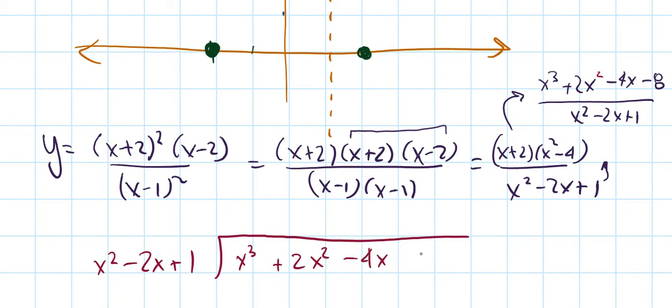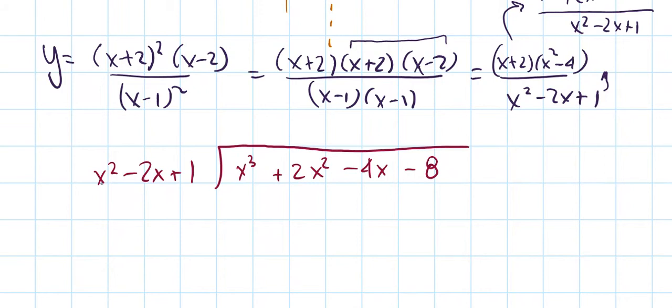Minus 4x minus 8. And we're going to do some long division. X squared times what equals x cubed? X squared times x. So then I'll take that x times x squared is x cubed. X times 2x is 2x squared, but it's negative. X times 1 is x, and that's positive. So I multiply. Now I'm going to subtract that.